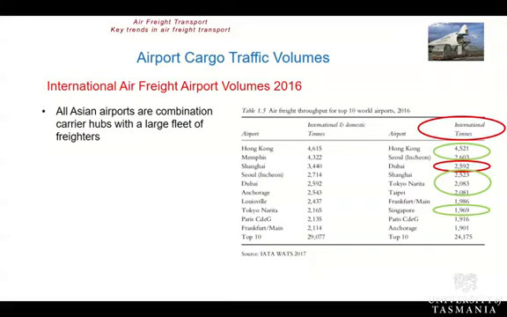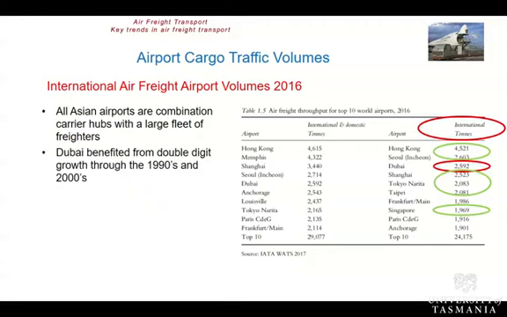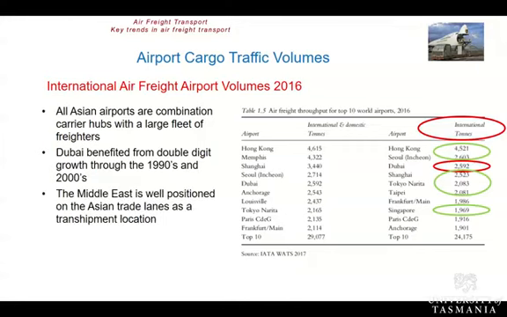Dubai is quite high on the list. I mean, essentially what you've got here is a list that doesn't include the integrators from Memphis and Louisville. And as I've mentioned before, Dubai finds its way onto the list mainly because of its double-digit growth over a period of time, the 90s and the 2000s. The reason for that is the fact that it's strategically located between the Asian trading lanes, which places it as a really good transshipment location.